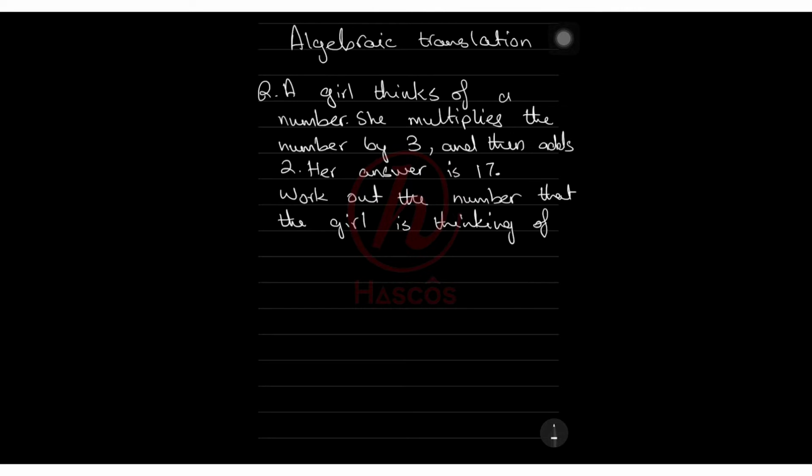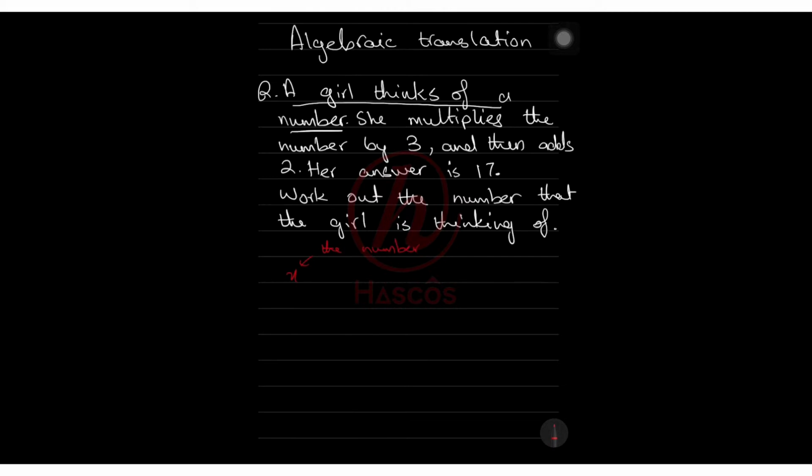So, a girl thinks of a number, she multiplies the number by 3 and then adds 2. Her answer is 70. Work out the number that the girl is thinking of. So let's translate this English line by line into algebra. The first line says a girl thinks of a number. Do we know what a number is? No, we don't. Now, if we do not know something about a question, what do we do with it? We use X for it. We don't know what a number is, so we say that our number, the number is X.